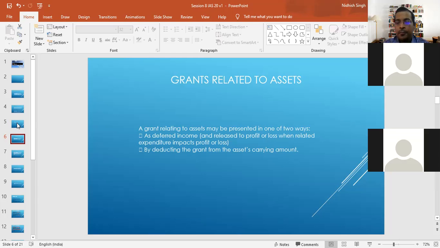Are you aware of this, right? So you can release the deferred income every year as the business continues, like amortization is done, and that will reflect the benefit given by the government. The second part is deducting the grant from the asset's carrying amount.